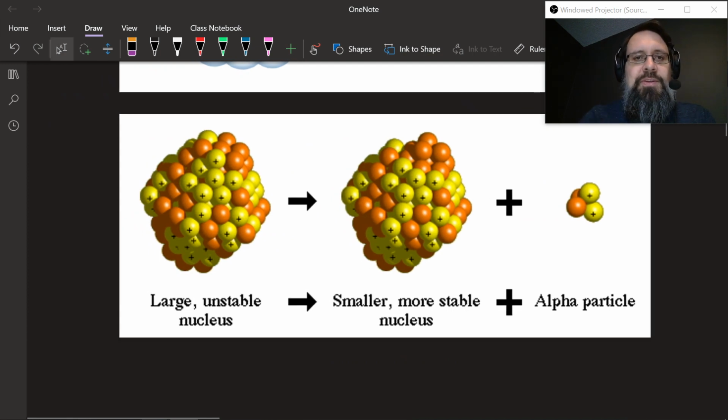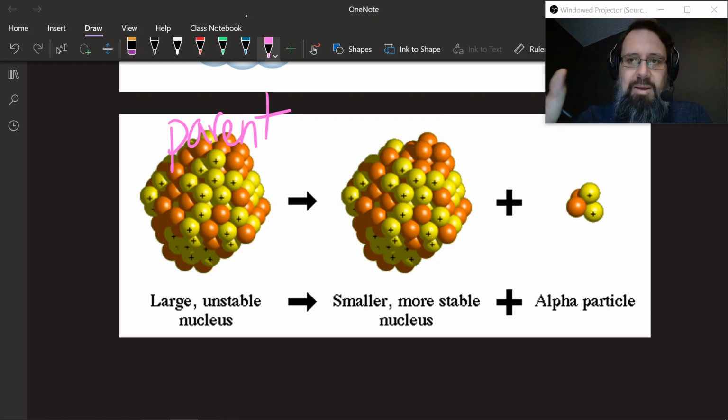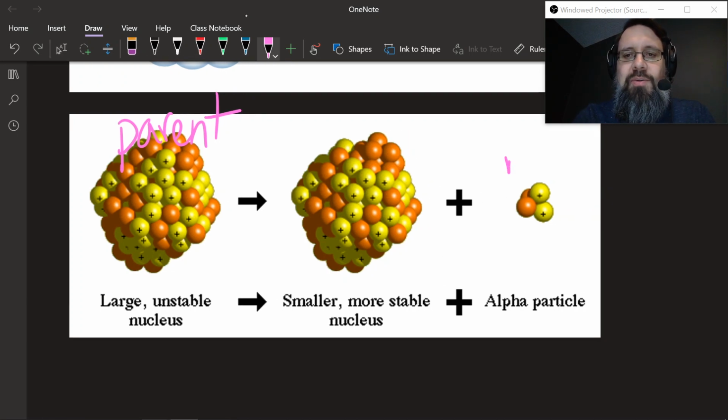So there are three things you need to know about nuclear decay. The first is the starting nucleus, which is called the parent nucleus. It's a large unstable nucleus. Then what will happen is it will pop and it'll spit out the alpha particle. The alpha particle, that's called the radiation. So that's the particle that's going to get shot out. And then what's left over is a modified, smaller, more stable nucleus. And we call that nucleus the daughter nucleus.